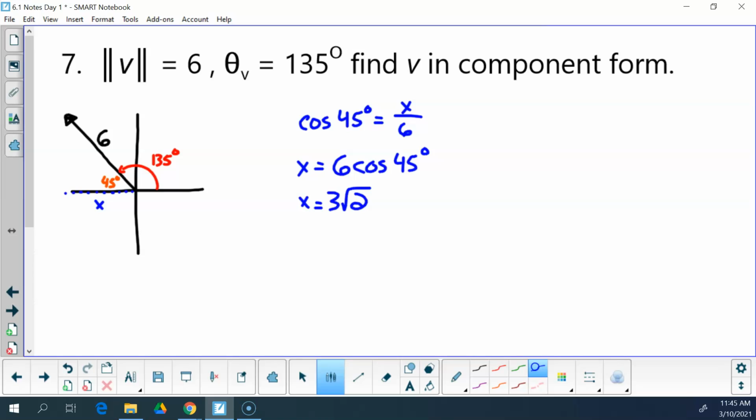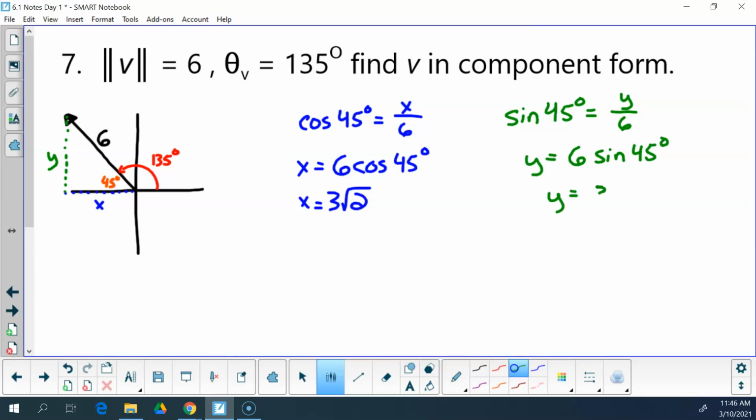Right? And then I've got to find the vertical component. We'll call it y. That would be the sine of 45 degrees is equal to y over 6. So y is going to be 6 times the sine of 45 degrees, which is going to be 3 square roots of 2. However, what's the problem with that? There's one big problem with that.